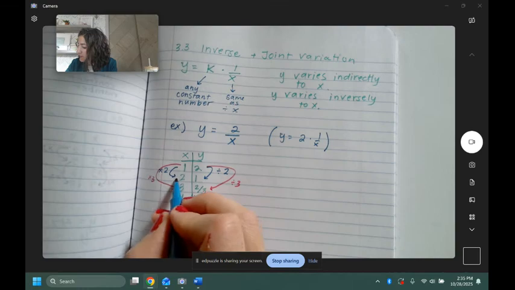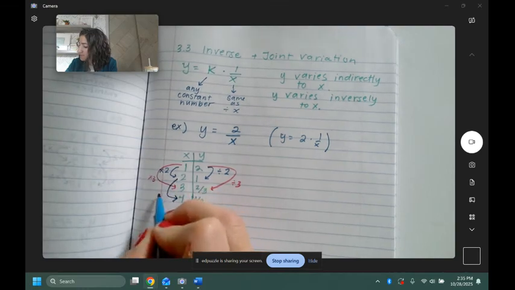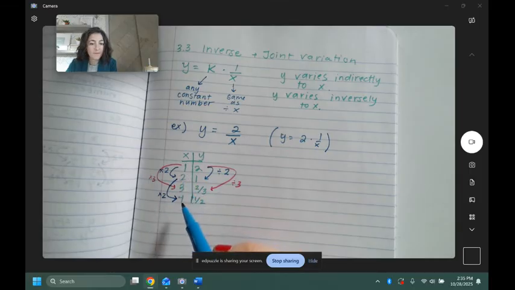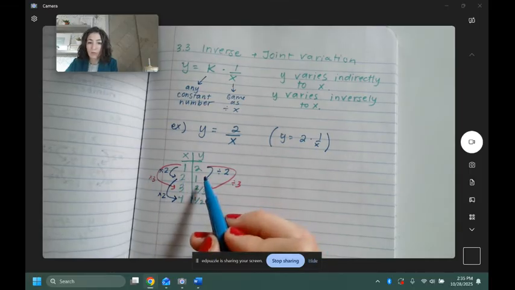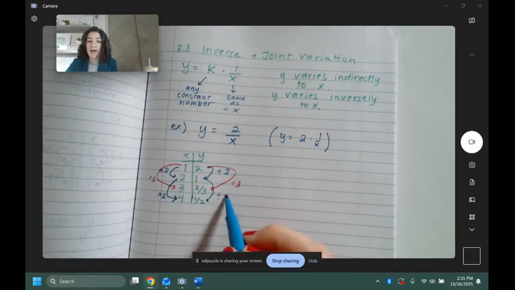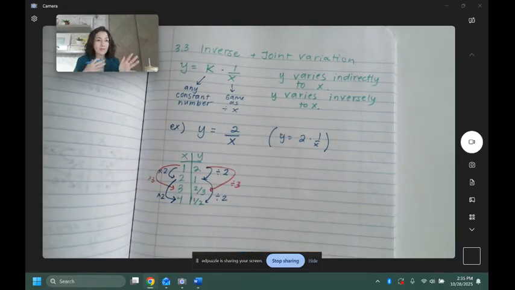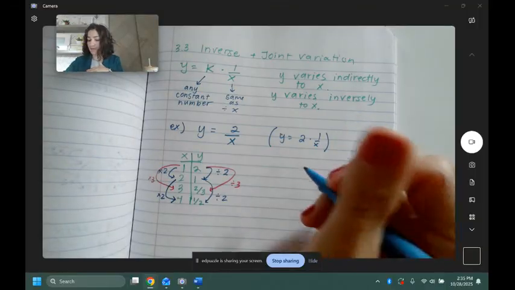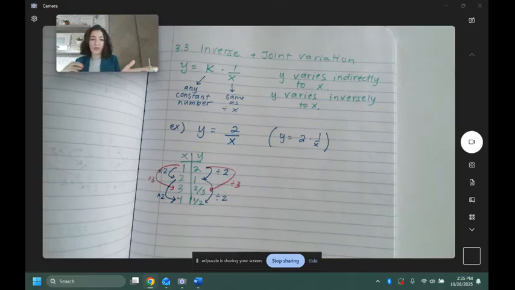Also here, from 2 to 4, you doubled, so times 2. How do you go from 1 to 1/2? You divided by 2. So whatever's happening on the x side, the opposite is happening on the right. Multiplication becomes division.